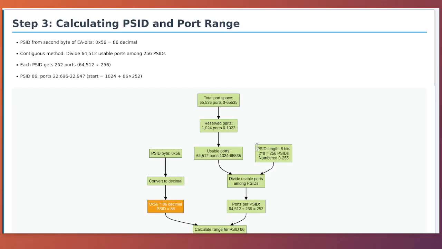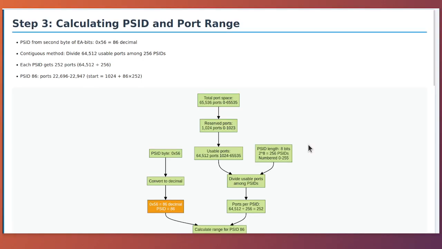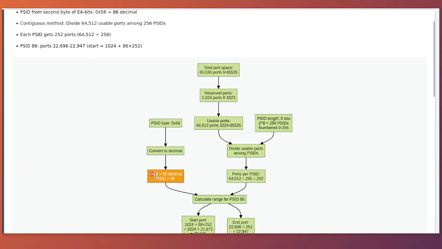Calculating PSID and port range. We now turn to the second component of the EA bits, which is the PSID, or port set identifier. Recall that our EA bits value was 0x3456, and we used the first byte, 0x34, for the IPv4 address calculation. The second byte, 0x56, is the PSID value. Converting 0x56 from hexadecimal to decimal, 5 times 16 plus 6 equals 80 plus 6 equals 86. So, our PSID is 86 in decimal.